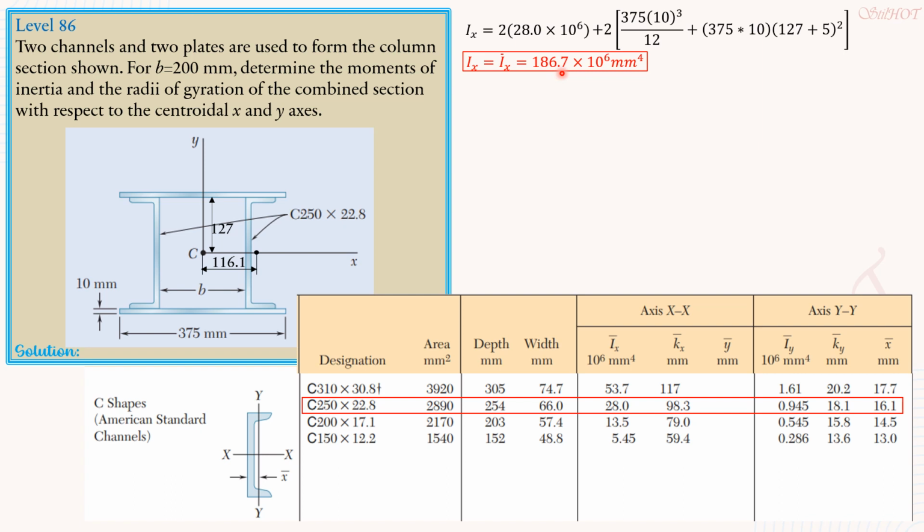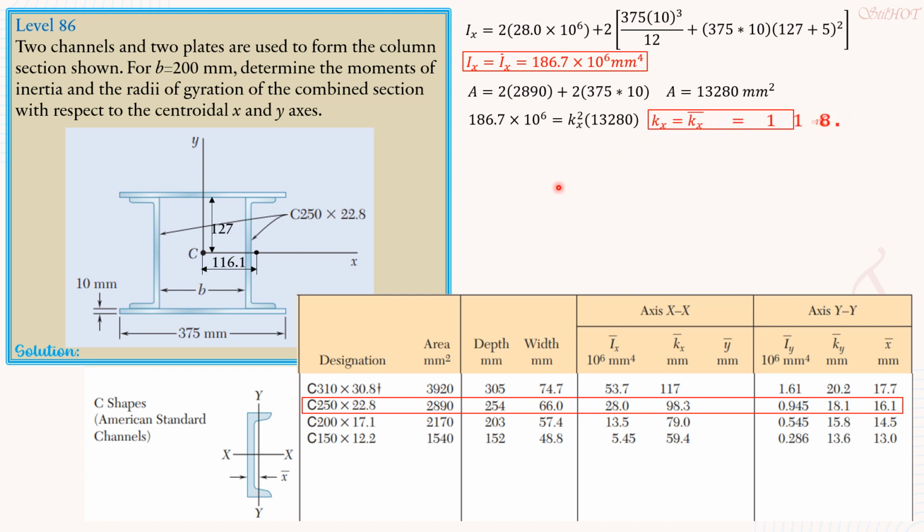Then we equate this to k x squared, the radius of gyration with respect to the x-axis squared, times area, where the area is the area of the two channels, 2 times 2890, plus the area of the rectangular plates, 2 times 375 times 10. The area of this built-up composite section is 13,780 mm squared. Then 186.7 times 10 to the 6 equals k x squared times 13,780. From there, we can solve for the radius of gyration with respect to the x-axis, and it is equal to 118.6 mm.